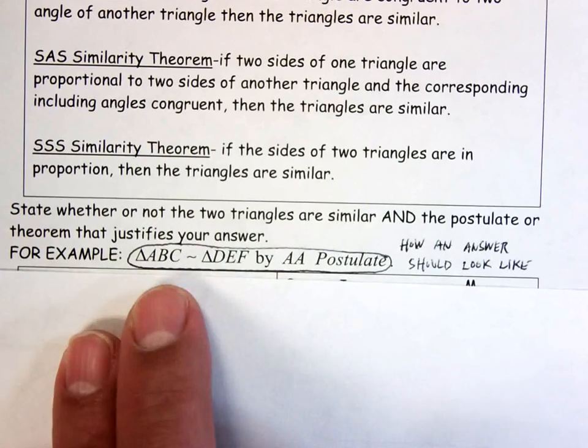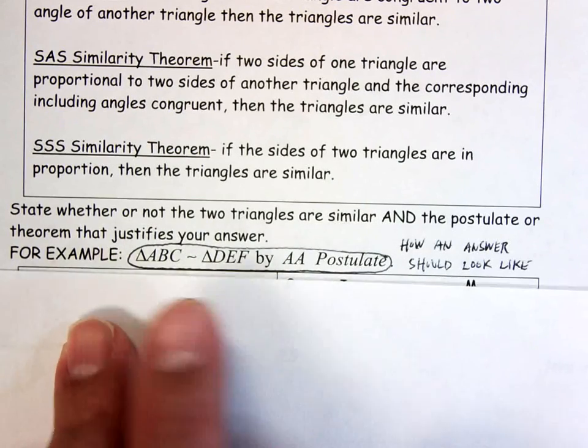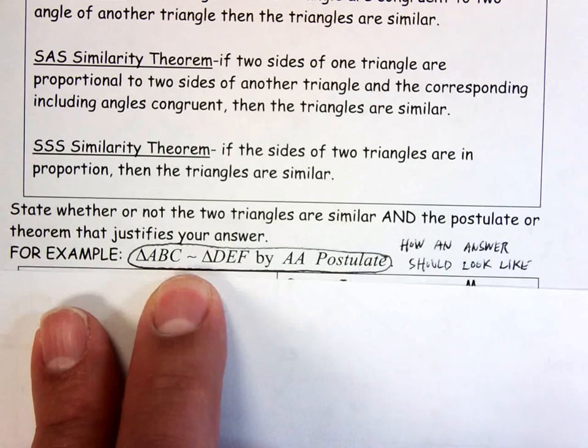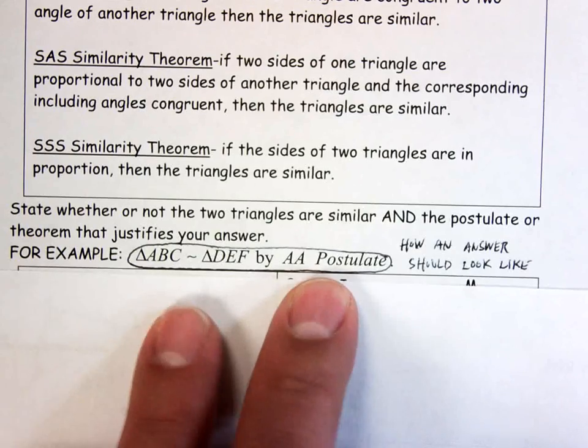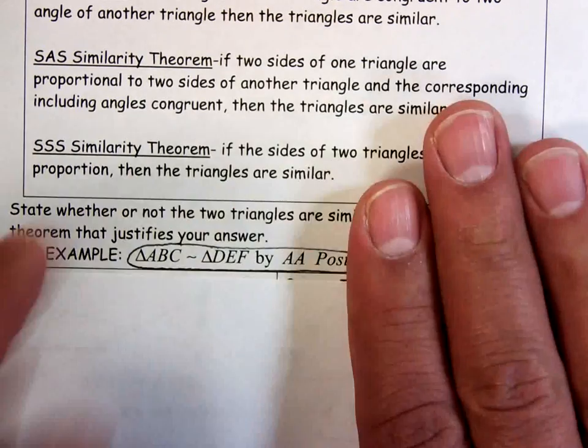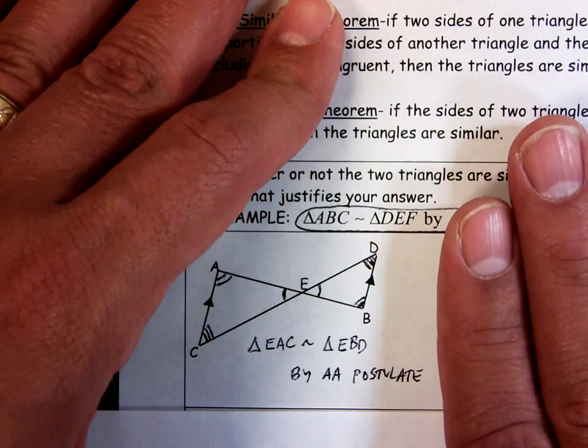So if triangle ABC and DEF are similar by the AA postulate, then that's what you would write. Triangle ABC similar to triangle DEF by AA postulate. This is what the answer should look like. Hopefully you paused it. See if I can get this to show up. Let's just talk about this first one.